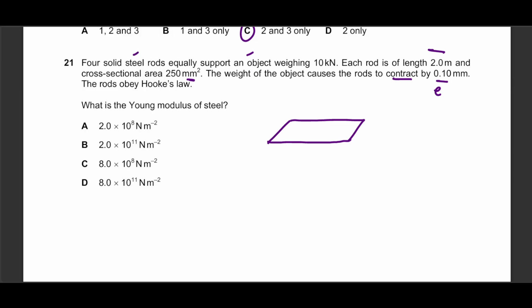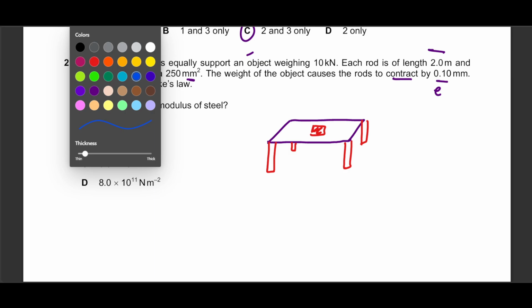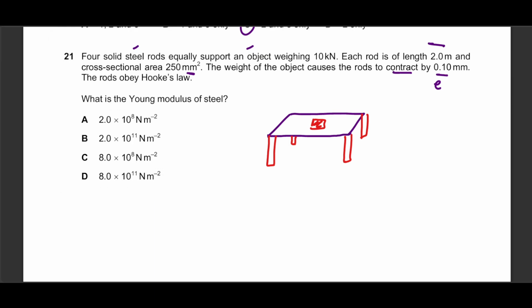You might have imagined that this is probably hanging from somewhere, and as a result, he's carrying some load. No, it's the other way around. It's like a table, and the table has to support some weight on it. So these are the 4 pylons of that table, and they're supporting this 10 kilonewtons of weight, right? And we were supposed to find out the Young's modulus.